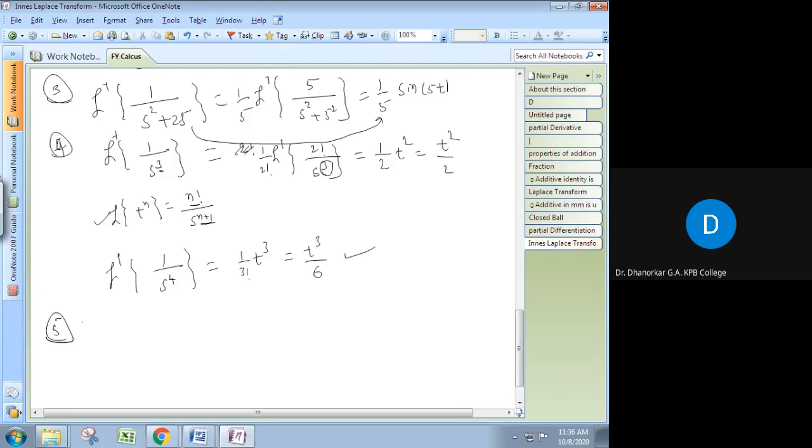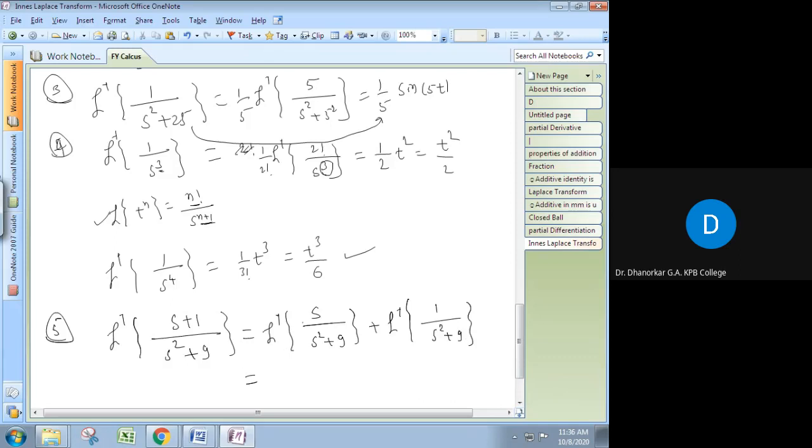Suppose I write now next, we have to find L inverse of s plus 1 divided by s square plus 9. We have to find L inverse of this term. Again here there is no such direct formula for this, but the inverse again shows its linearity. That's why I will use here L inverse of s divided by s square plus 9 plus L inverse of 1 divided by s square plus 9.